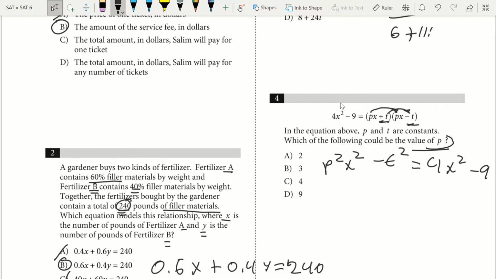We're asked for the value of P, so we don't even have to worry about T. And we see that we have X squared on each side, so we look at the coefficient next to it. If we have our X squareds equal to each other, we can say that P squared equals 4. Now all we have to do is take the square root of P squared and the square root of 4 to solve for P. The square root of 4 is 2, so we know that P will equal 2. So our answer will be A.